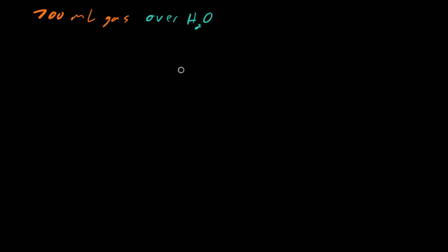So we collect 700 milliliters of some gas over water, over H2O. And this gas is going to be at 760 millimeters of mercury, and it's also going to be at 25 degrees Celsius. We're collecting this over water at 25 degrees Celsius.